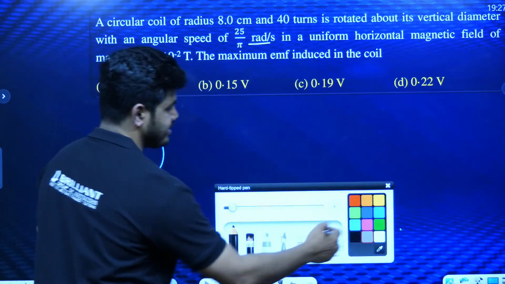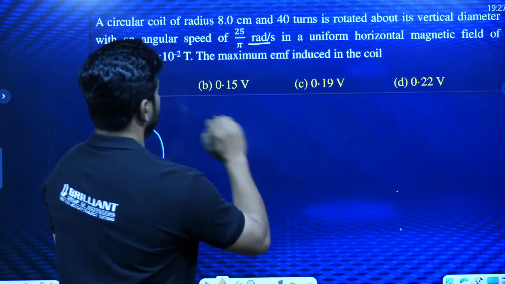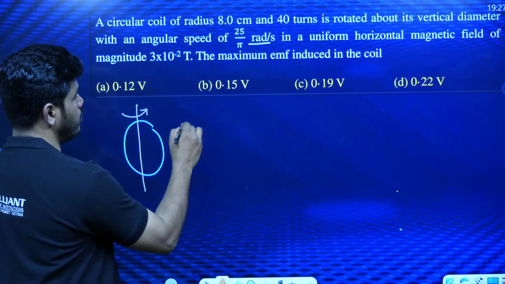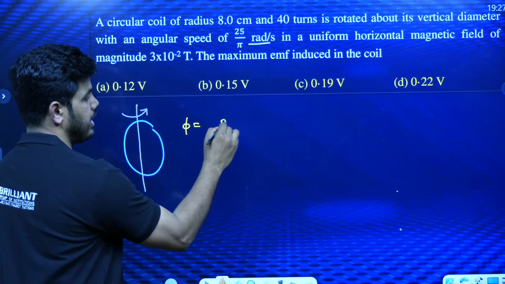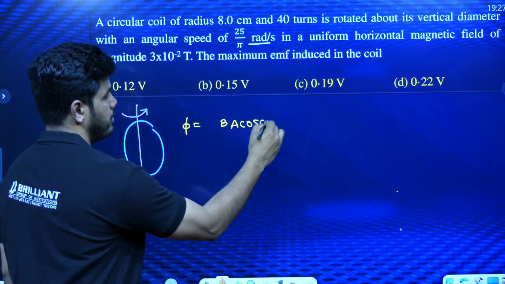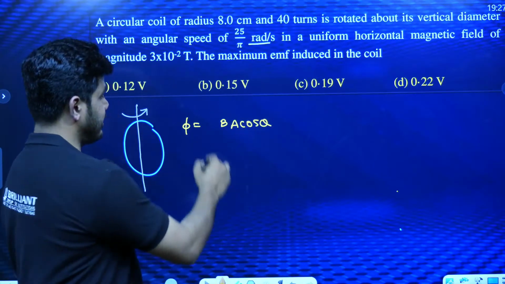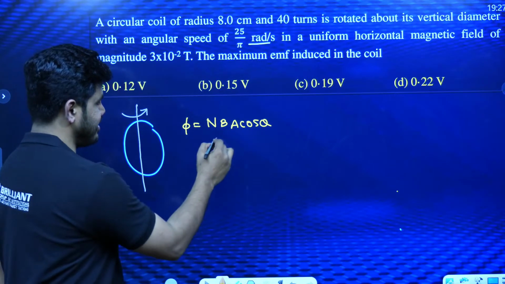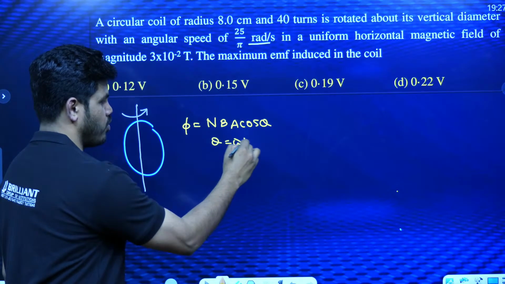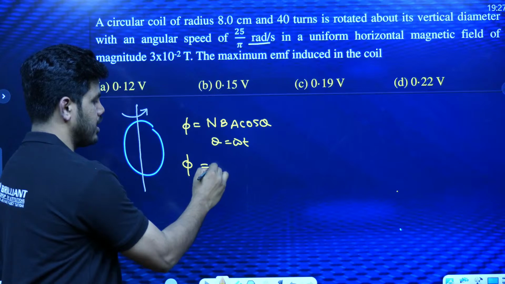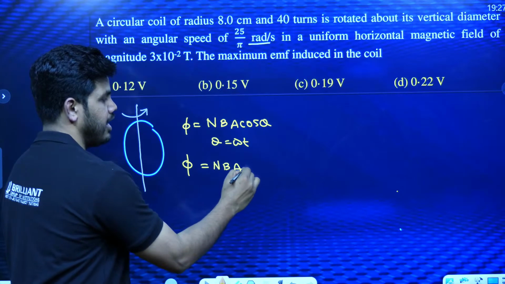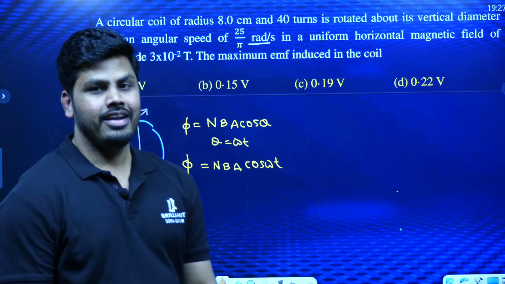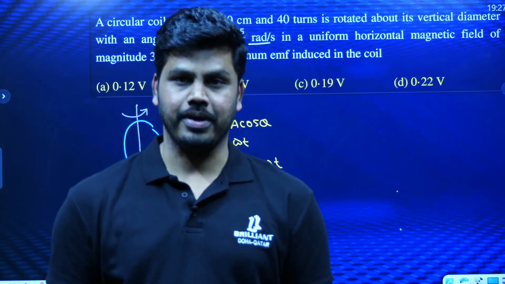Yes. So what was the flux linked with this coil? Flux linked with this coil phi is equal to BA cos theta. That is what we know, BA cos theta. And there are n number of turns, so it will be n BA cos theta, right? And this theta, we replaced that theta as omega t, and we got phi is equal to n BA cos omega t. This was the flux linked with that particular coil.